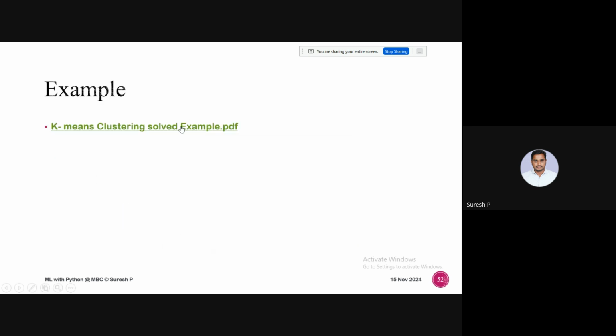So now let us have an example problem for the k-means clustering algorithm.